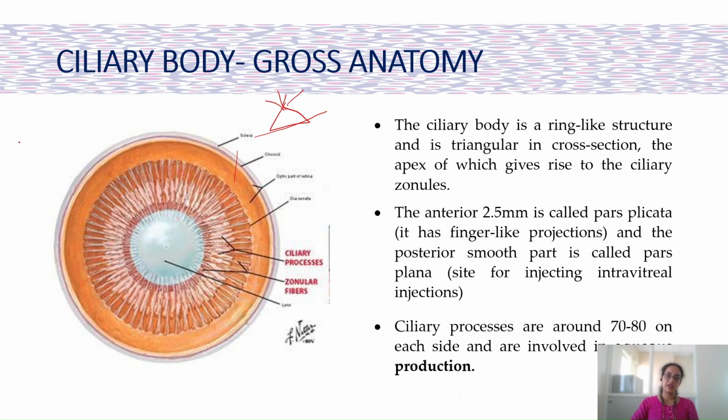So if you see the eye from a transverse section, here is the lens. The first 2.5 mm is the pars plicata, which has all the zonules, and then it continues as the pars plana. This is the site for giving intravitreal injections. So what are ciliary processes? These are finger-like projections which are around 70 to 80 and are involved in the production of aqueous.